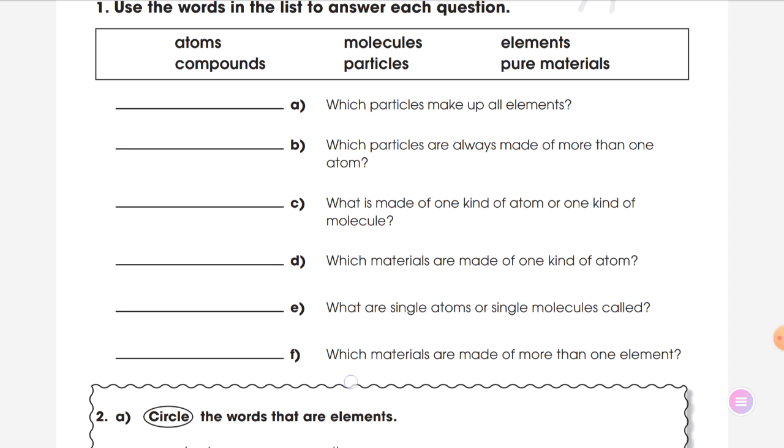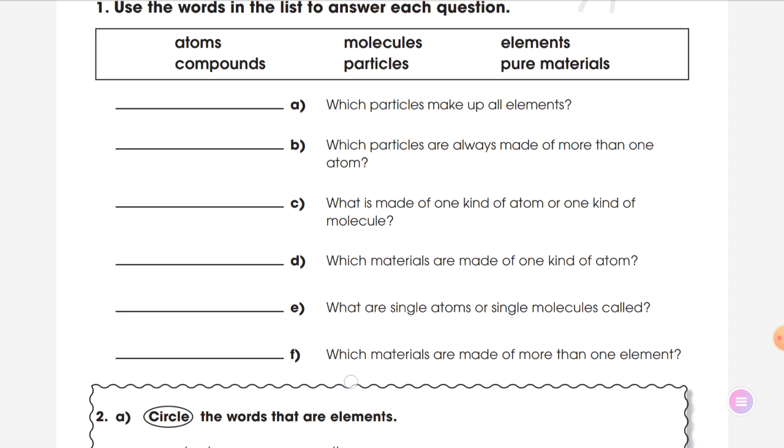Looking at B, which particles are always made of more than one atom? Abby? Molecules. Did you find that one? Yeah. In the flow chart? Yeah. If we start with it says which particles are always made of more than one atom. And if you look, there's a box that says molecules are made of 2 or more atoms. So that's why it is molecules, B. That far left part of the flow chart is what told us that.